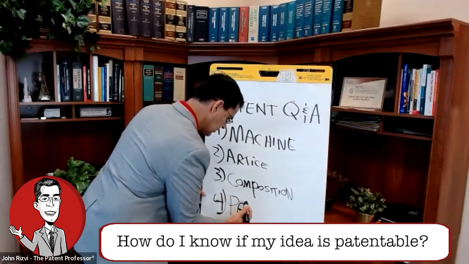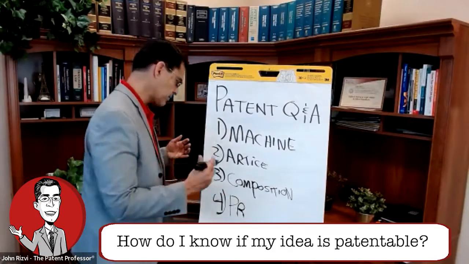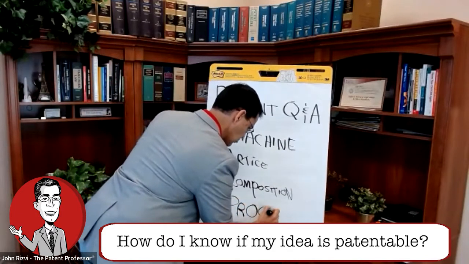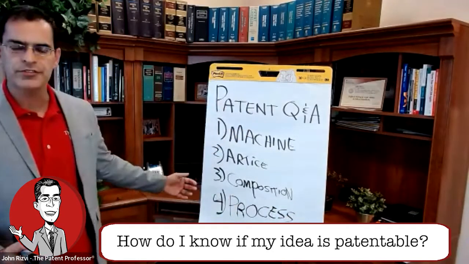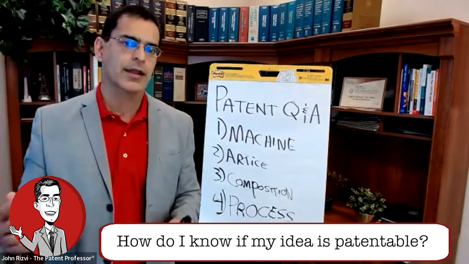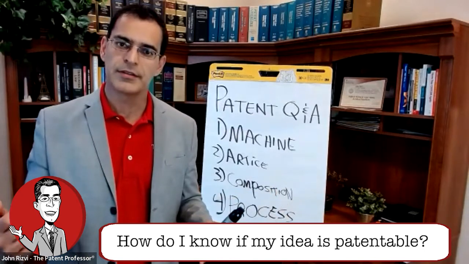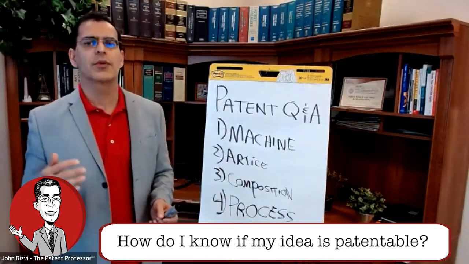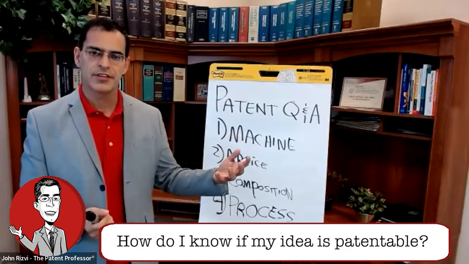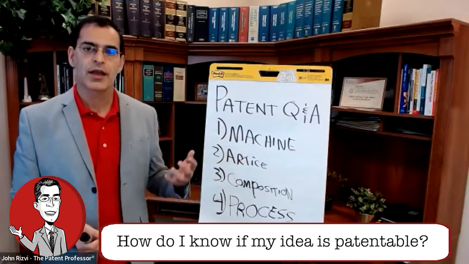So machine, article of manufacture, composition, or a process. So your idea has to fit within one of these 4 categories. If it doesn't, I practice all areas of intellectual property. You might be able to protect a brand with a trademark. You might be able to protect creative writing and advertising and video and books and articles with a copyright.